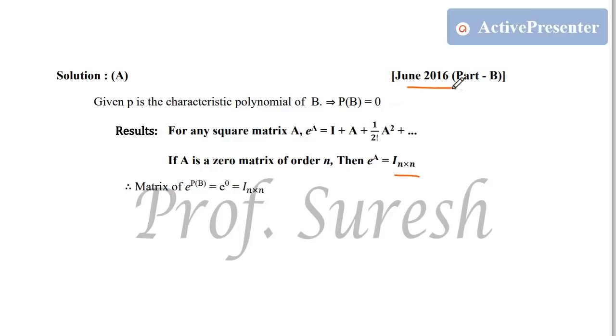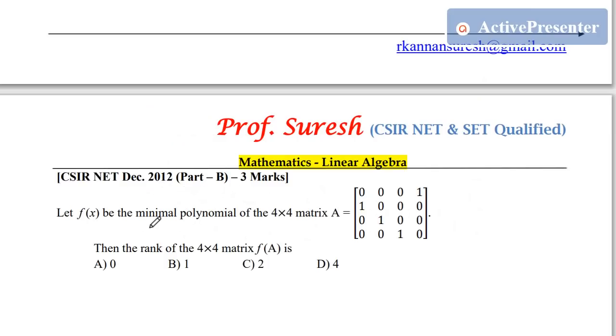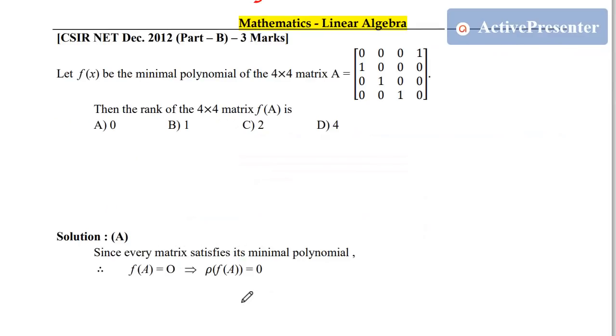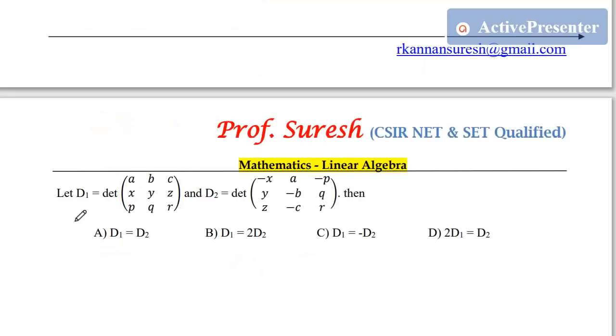This was asked in June 2016 Part B. December 2012 question: let f of x be the minimal polynomial of the 4 by 4 matrix A. Then the rank of the 4 by 4 matrix f of A is 0, 1, 2, 4. By the Cayley-Hamilton theorem, every square matrix satisfies its characteristic polynomial. Also, every matrix satisfies its minimal polynomial. So f of A will be the 0 matrix. The rank of the 0 matrix is 0. So rank of f of A is 0. Option A is correct.